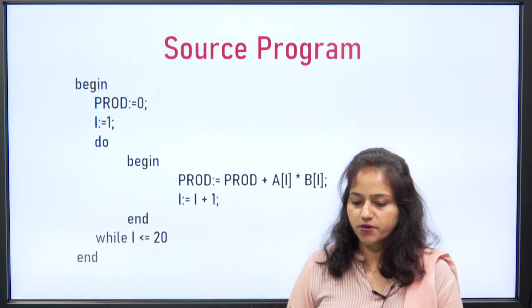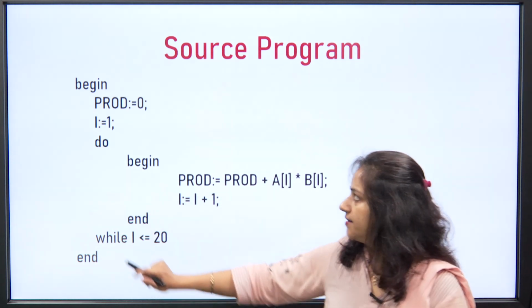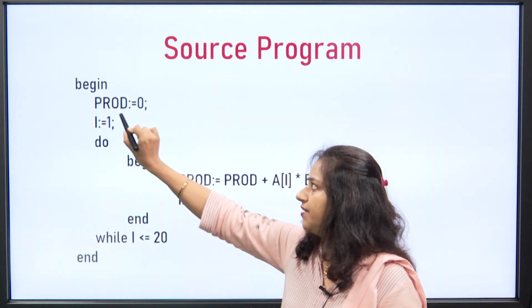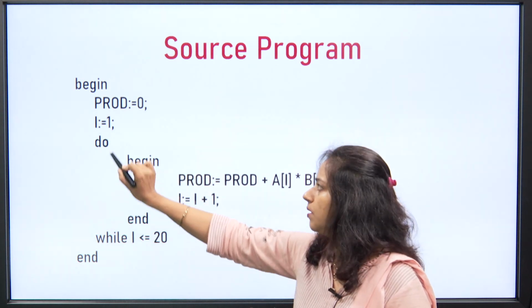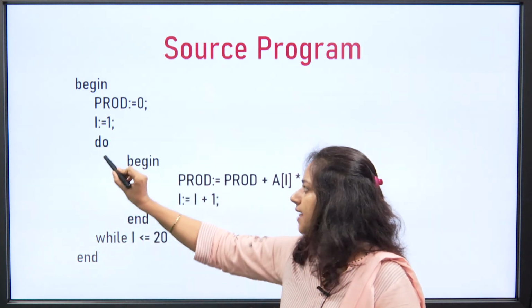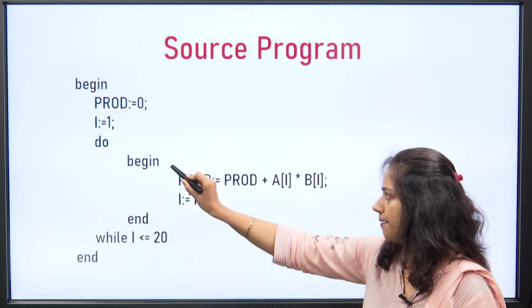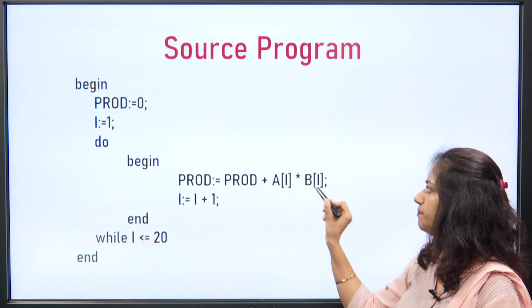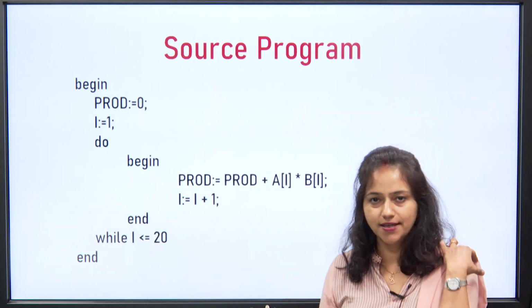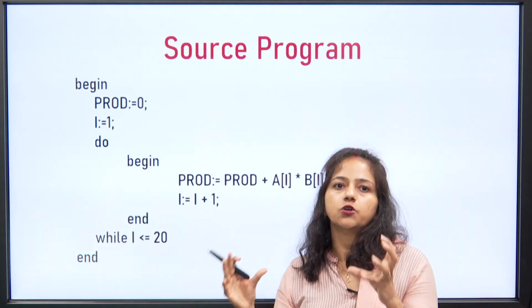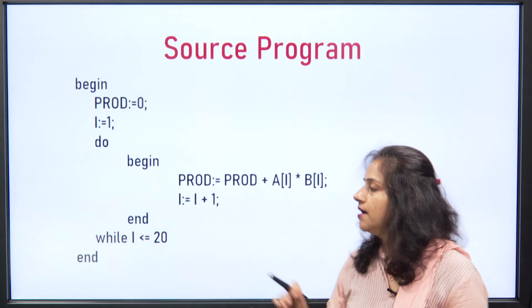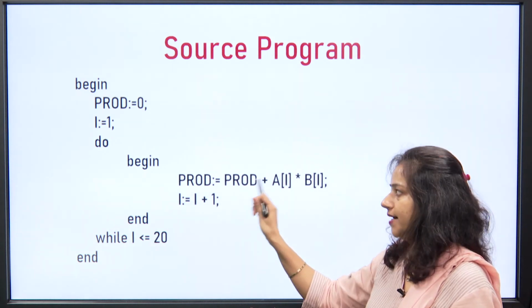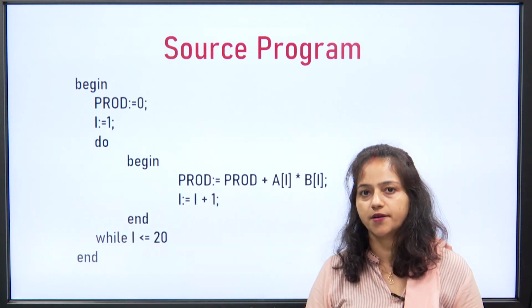First, suppose we have this program where this is the beginning, then one variable product is equal to 0, i is equal to 1, then do, and in this begin, product is equal to product plus a[i] into b[i]. There are two arrays and two indexes, values at the two indexes need to be multiplied, and this will be added to product, and then again it will be assigned to the product variable.